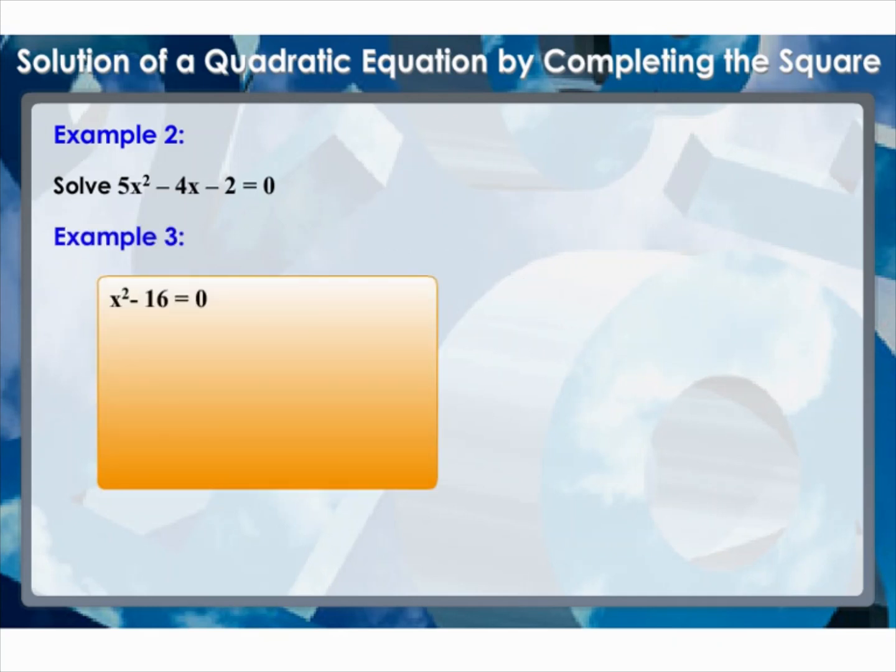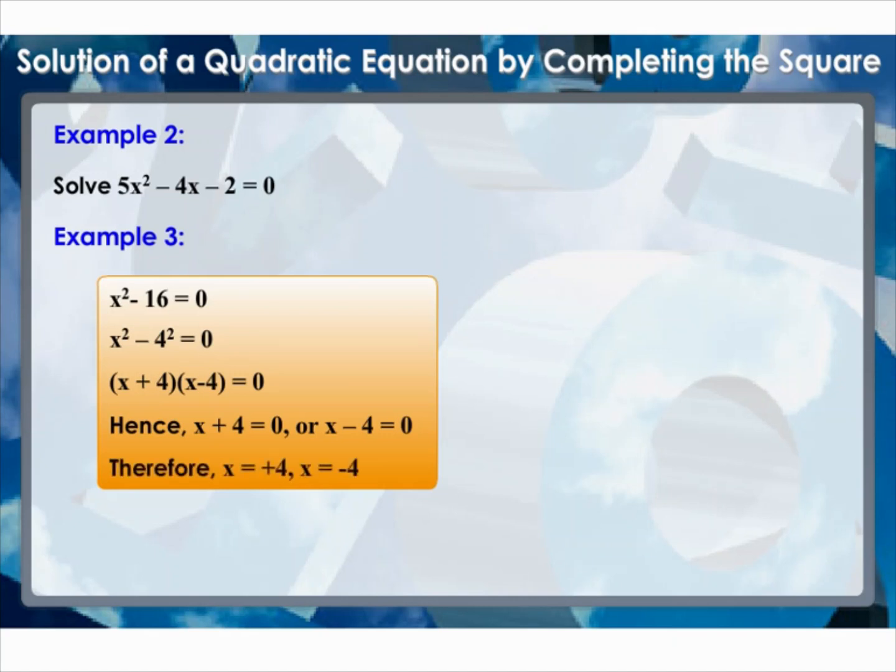Let's move to another example. X squared minus 16 is equal to 0. X squared minus 4 square is equal to 0. (x plus 4) into (x minus 4) is equal to 0. Hence, x plus 4 is equal to 0 or x minus 4 is equal to 0. Therefore, x is equal to plus 4 or x is equal to minus 4.